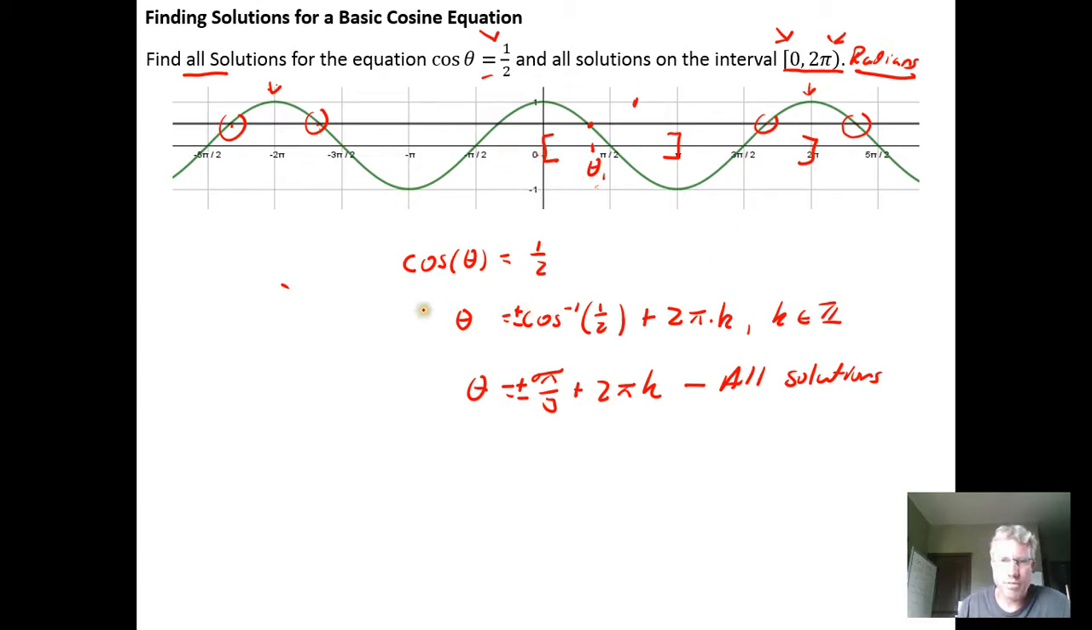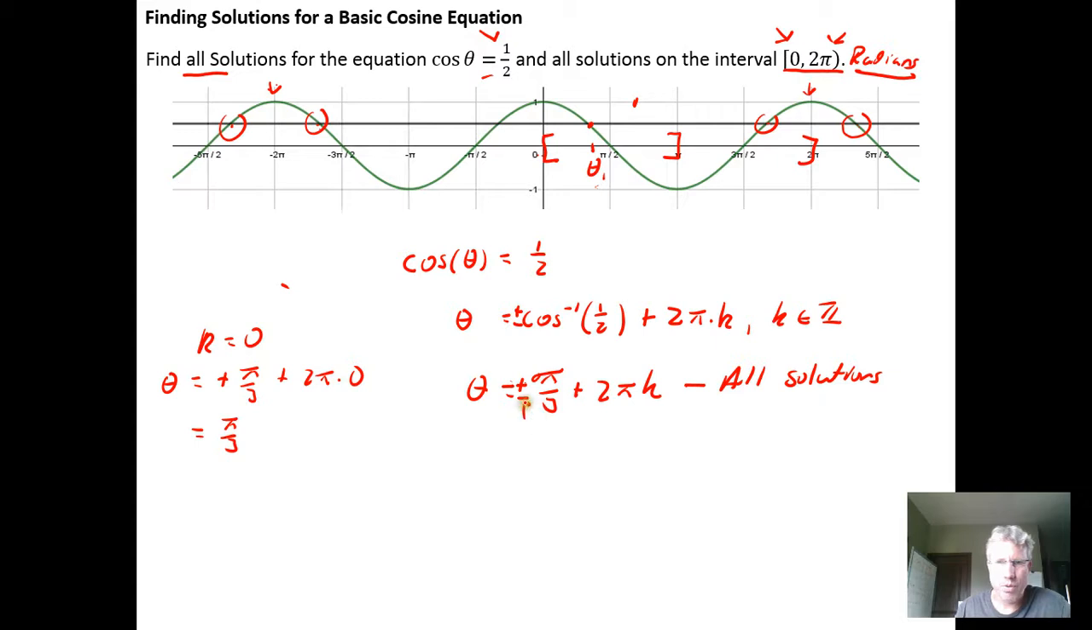So for the positive guy, I'm going to let k equal 0 and just say one solution looks like theta equals plus pi over 3 plus 2 pi times 0, which is just, hey, pi over 3 is a solution on the interval from 0 to 2 pi.